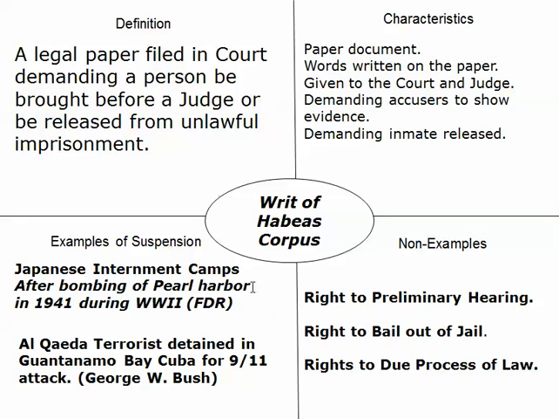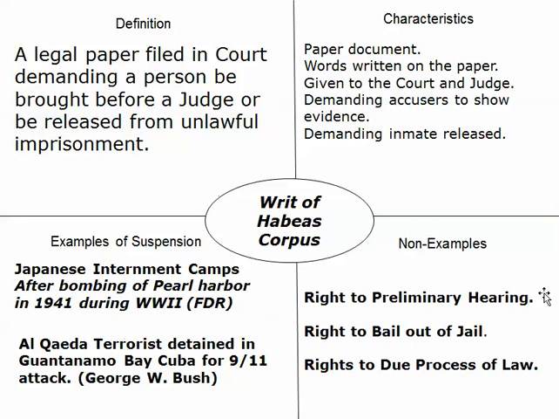Example of a suspension of habeas corpus was in 1941 when the Japanese did a surprise attack on Pearl Harbor. FDR put Japanese Americans into internment camps and suspended their habeas corpus, their right to be brought before a judge. After the 9/11 attack in 2001, President George W. Bush suspended habeas corpus for Al-Qaeda terrorists accused of the 9/11 terrorist attacks on the United States, and placed them in prison in Guantanamo Bay, Cuba, without them being brought before a judge or being told what they were charged with or the evidence shown.